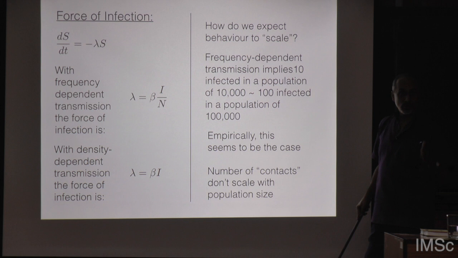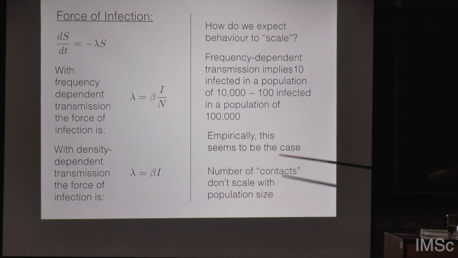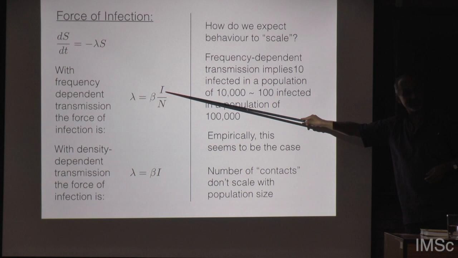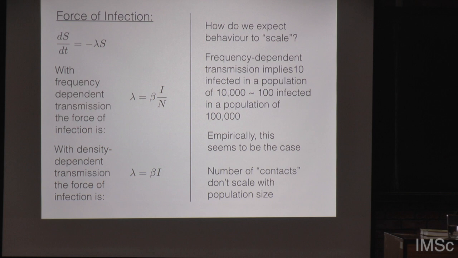And here I gave an example of the logic behind this. The rough logic is that whether I talk about a small number of infected people, 10 in a population of 10,000, or I multiply both numbers by 10, 100 infected in a population of 100,000, the situation should be roughly the same. That's what I would think. But over here, lambda would change by a factor of 10 because I is changing by a factor of 10. Over here, lambda doesn't change because both I and N change by the same factor. So ultimately, what determines this is the fact that the number of contacts that I have doesn't change as I make my population larger and larger. So that's really the logic behind this.